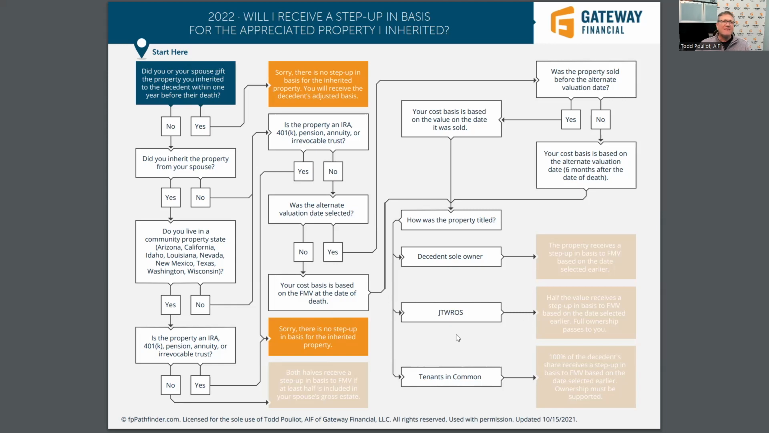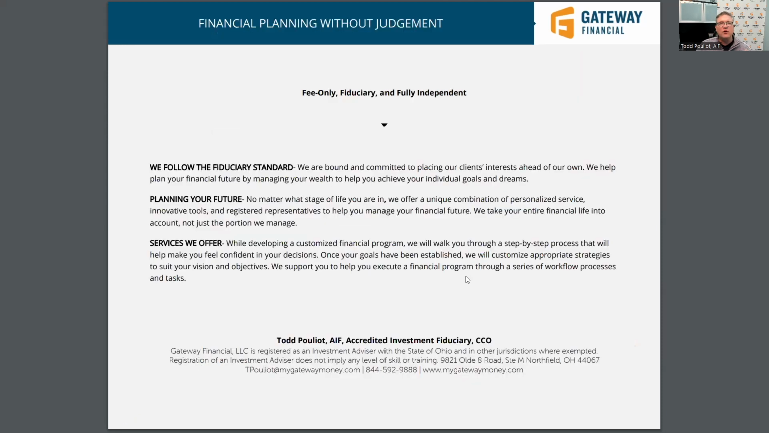And lastly, I don't see it as often, but I still see it, and this is the one that always concerns me: tenants in common. 100% of the decedent's shares receive a step up in basis to the fair market value based on the date selected earlier. And again, the ownership must be supported. So we want to make sure that you understand it's not only what type of account, it's also the titling of those accounts that are important, and also selecting a date and how we move assets from one place to another place to avoid taxation.